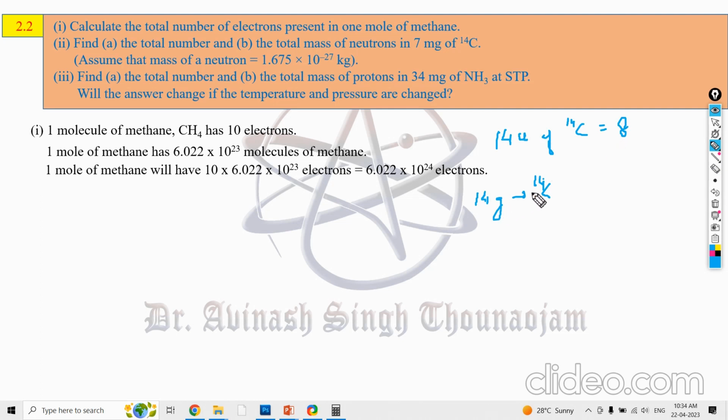So if you take 14 grams of carbon 14, you are taking how many atoms of carbon 14? You are taking 6.022 into 10 raised to 23 atoms of carbon 14.